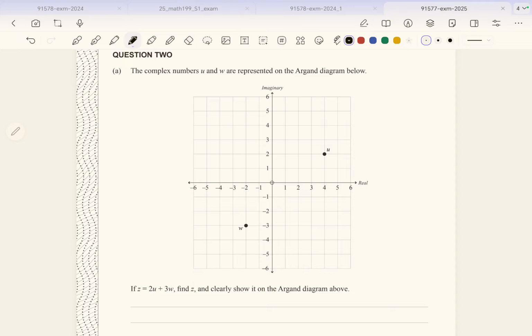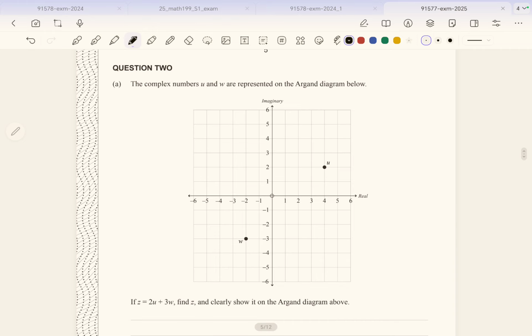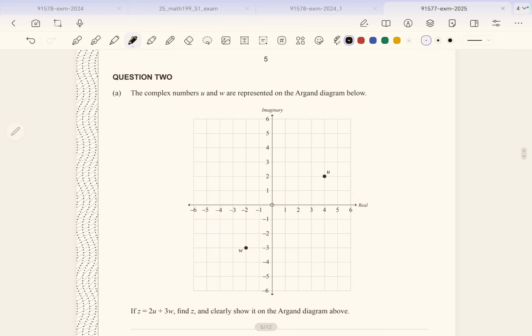Today we'll be doing question 2 of the 2025 paper for complex numbers. And so, going from the first question, we're given that complex numbers u and w are represented on the Argand diagram below. The way to find these coordinates is simply to find where they are by using the xy coordinate system. So x is represented on the real axis and y is represented on the imaginary axis.